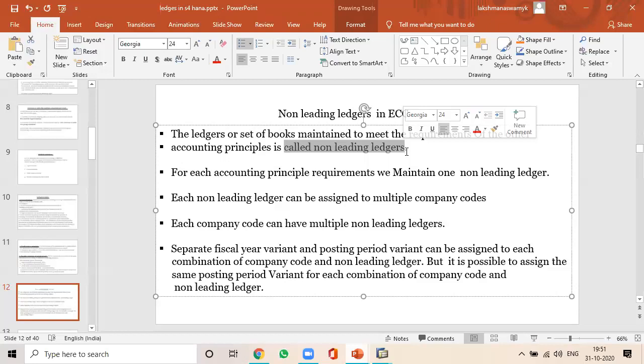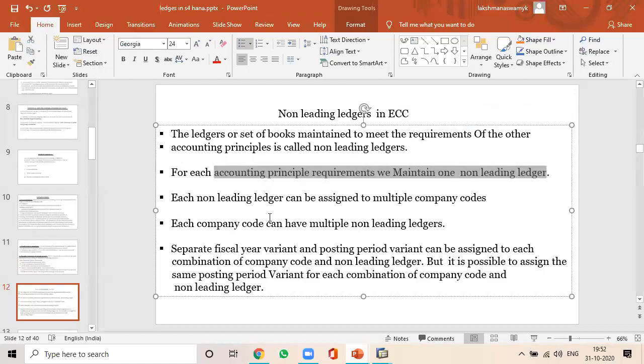That is called leading ledger. Then you have to present your financial statements according to UK GAAP and IFRS accounting principles. According to these two accounting principles, we maintain a separate set of books of accounts. These set of books of accounts are called non-leading ledgers or non-representative ledgers also. For each accounting principle requirements, we maintain one non-leading ledger. Each non-leading ledger can be assigned to multiple company codes.